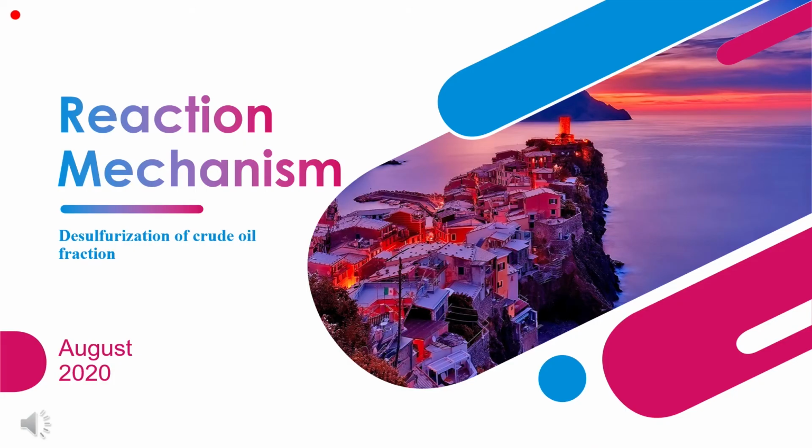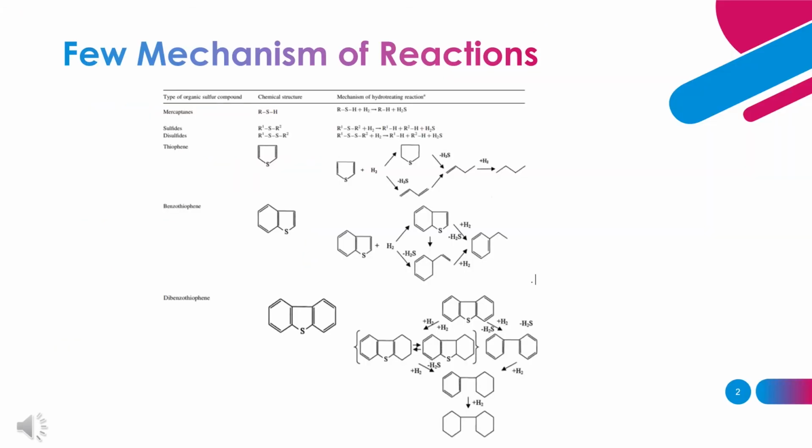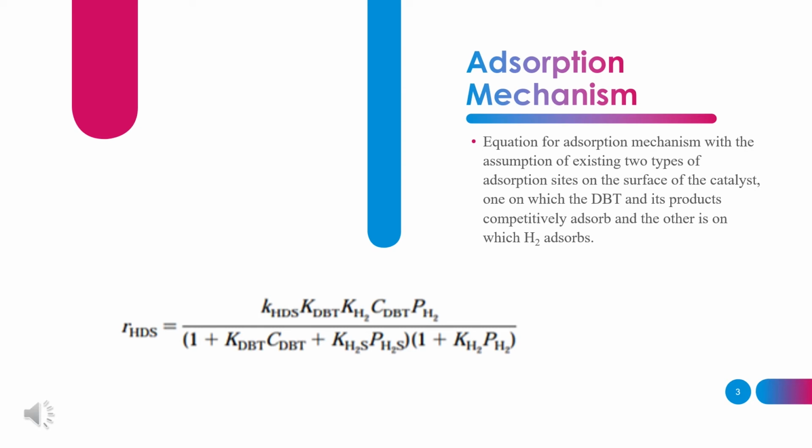In this section, I will explain the reaction mechanism of desulfurization of crude oil fraction. These are a few mechanisms of reactions for the hydrotreating reaction, ranging from different types of organic sulfur compounds: mercaptan, sulfides, disulfides, thiophene, benzothiophene, and dibenzothiophene. For the adsorption mechanism, it is acknowledged that research on adsorptive mechanism onto the catalyst is minimal and hard to retrieve, due to the assumption that the adsorption mechanism is not the rate determining step in our study.